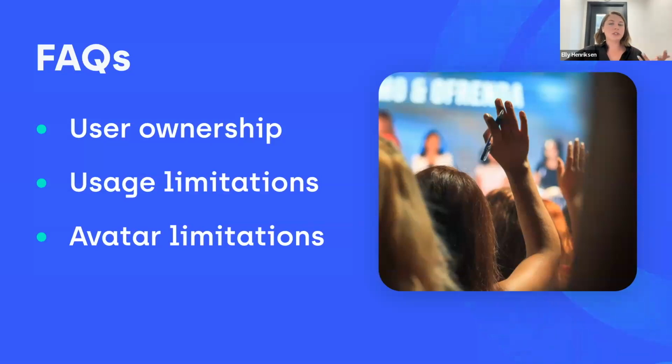First is user ownership. You own everything that you make in this platform. We don't have rights to it. It'll never show up anywhere else. It's completely secure. No one else will see it unless you share it out into the world. So you own this content forever. There have been things with AI recently, like ChatGPT, where you don't own what you make using some of these products. You own everything that you make here.